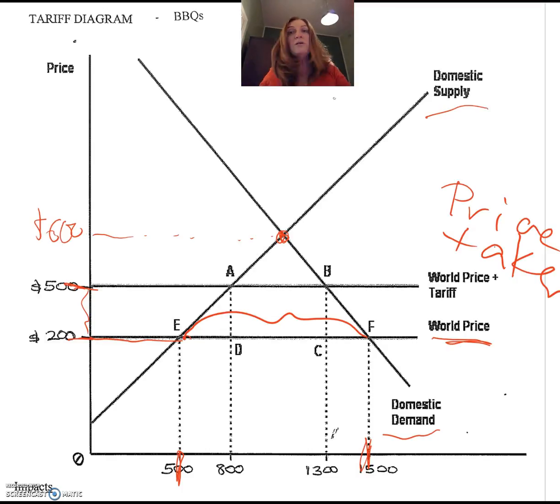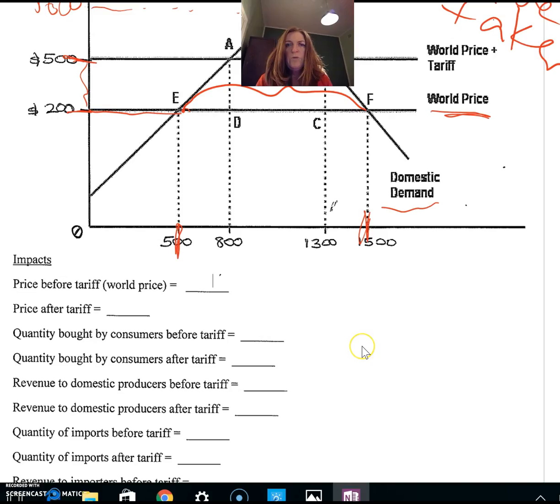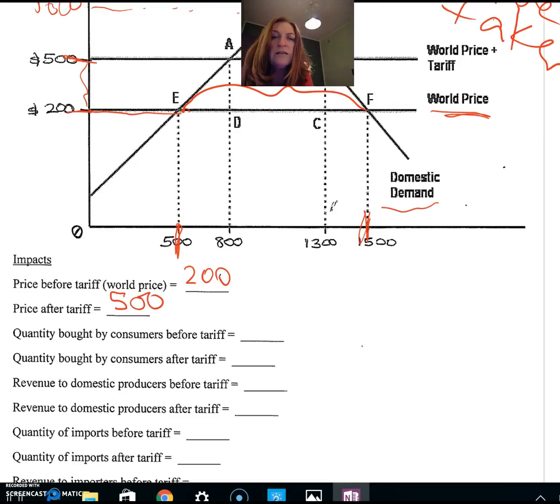So straight away you see, well, obviously price goes up. If we scroll down to our worksheet, we can see the price before the tariff was, of course, $200. Sorry, that's the price before the tariff, so the world price was $200. After the tariff, tax goes up, price now goes up to $500. So there's price done, impact.